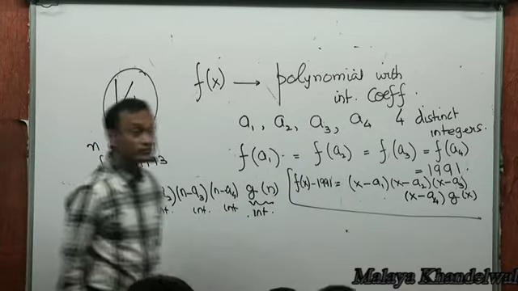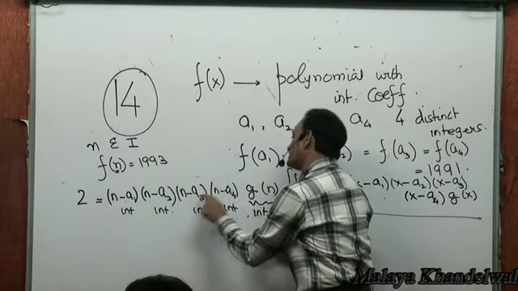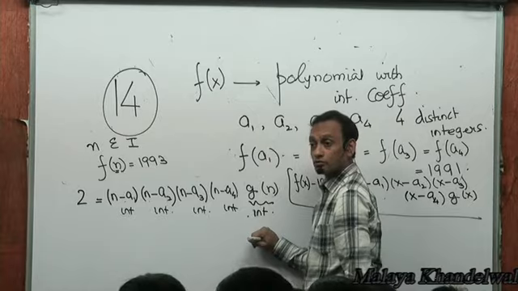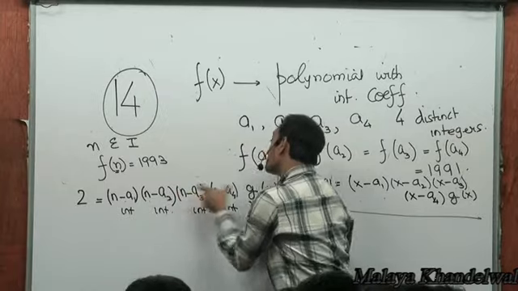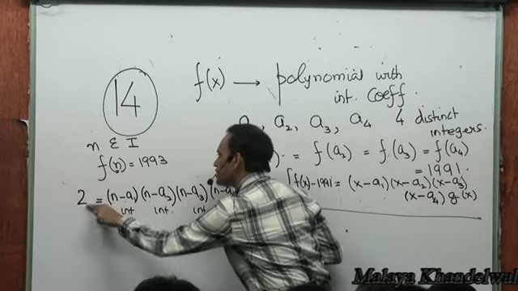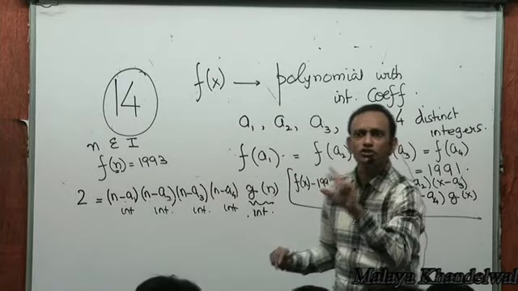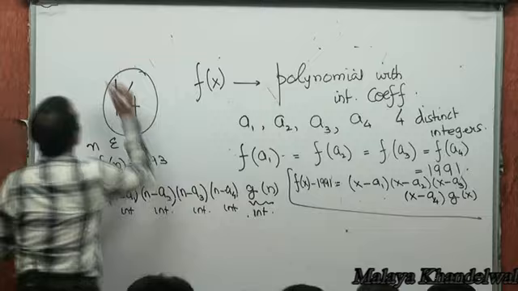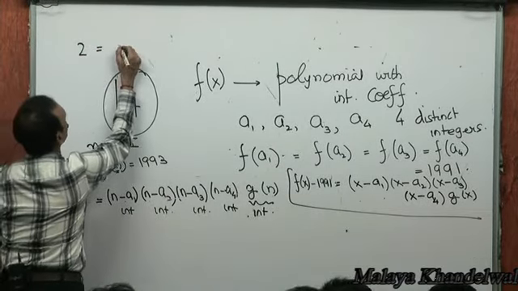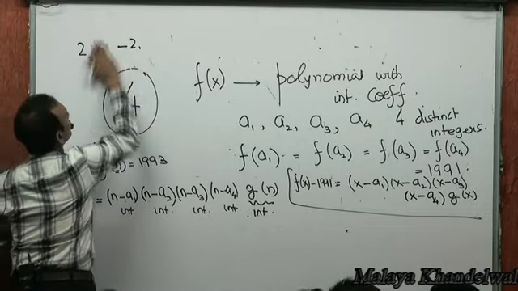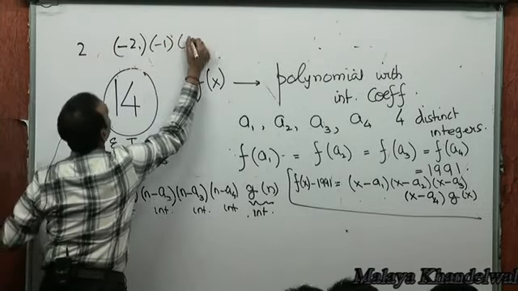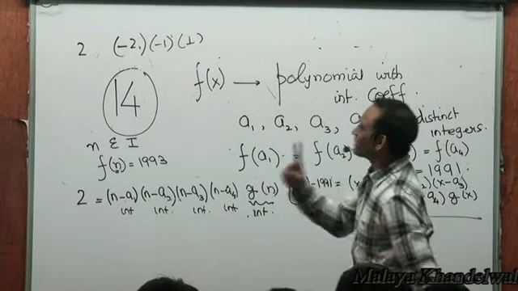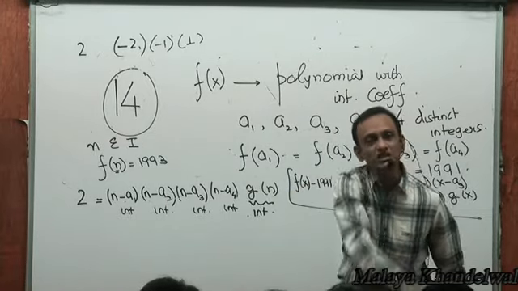Shabash. And for sure, since a1, a2, a3, a4 are distinct, I have 4 different integers. These are 4 different integers. That means 2 for sure. Can you factorize 2 into 4 different integers? See, at best, minus 2, minus 1, 1. At best, 3 distinct integers is all that 2 could be factorized into. Yes or no? 2 cannot be factorized into more than 3 distinct integers.